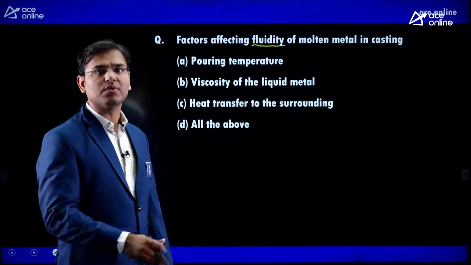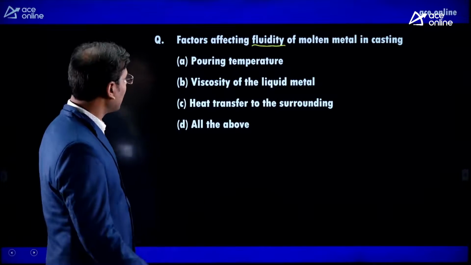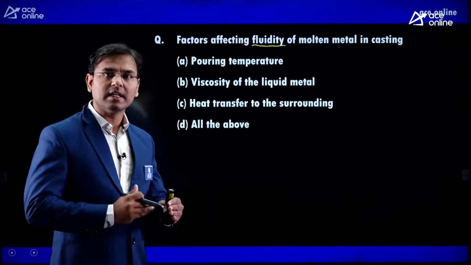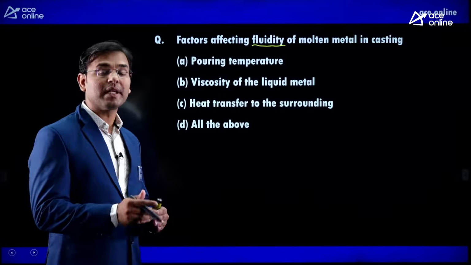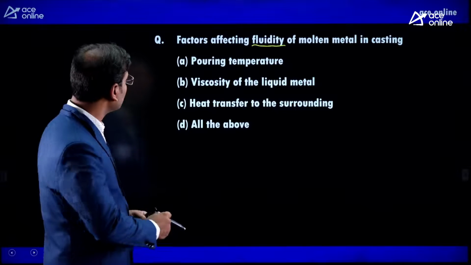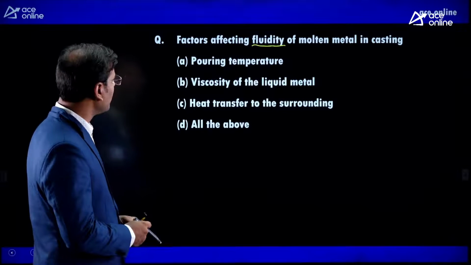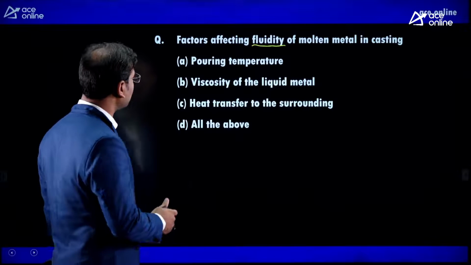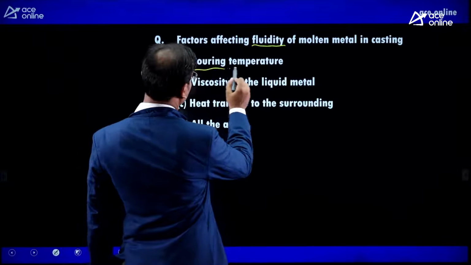The water is going to flow, the air is going to flow, and the water has fluidity, the air has fluidity. The molten metal, meaning liquid metal, also has some fluidity. Okay, then the factors affecting the fluidity of molten metal in the casting. Now see which factors are there for the fluidity.